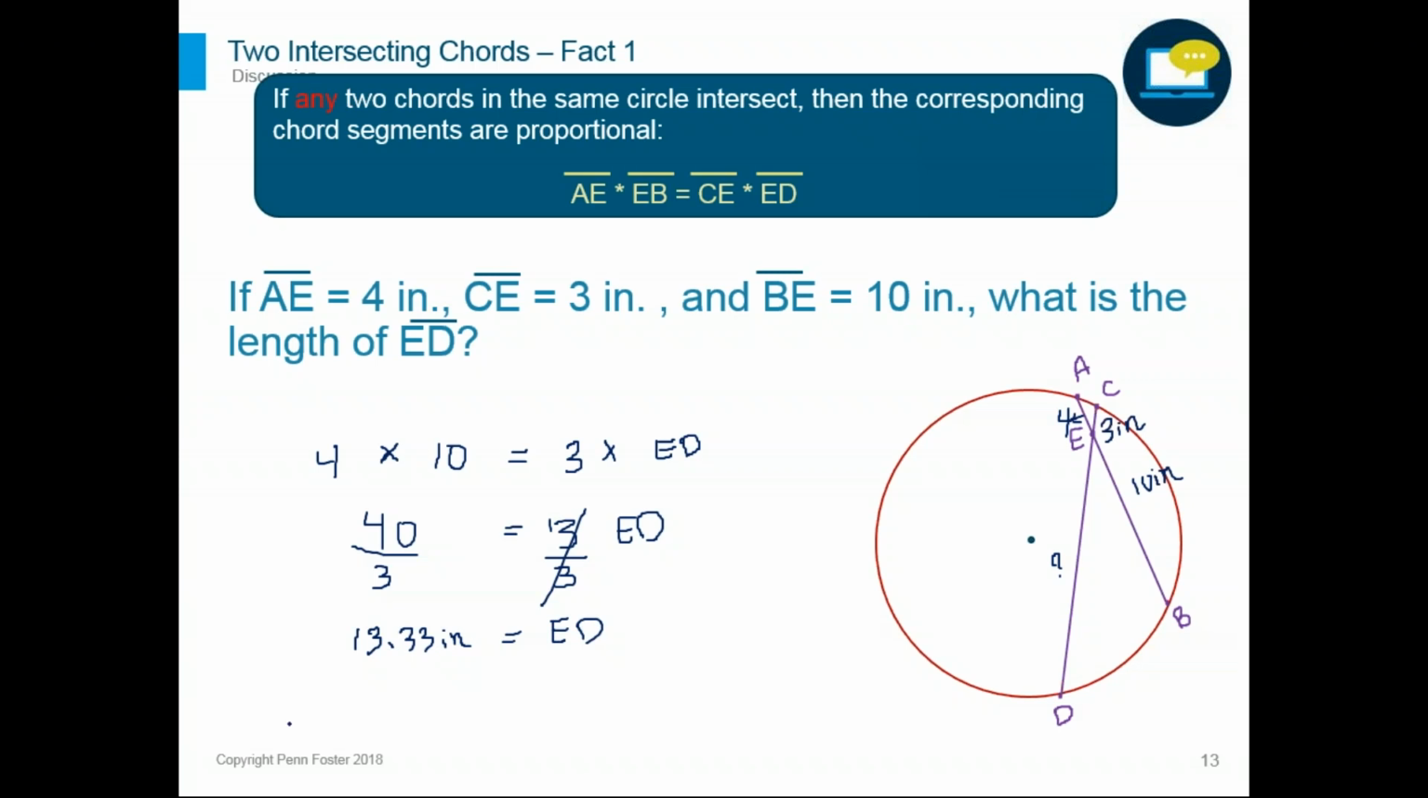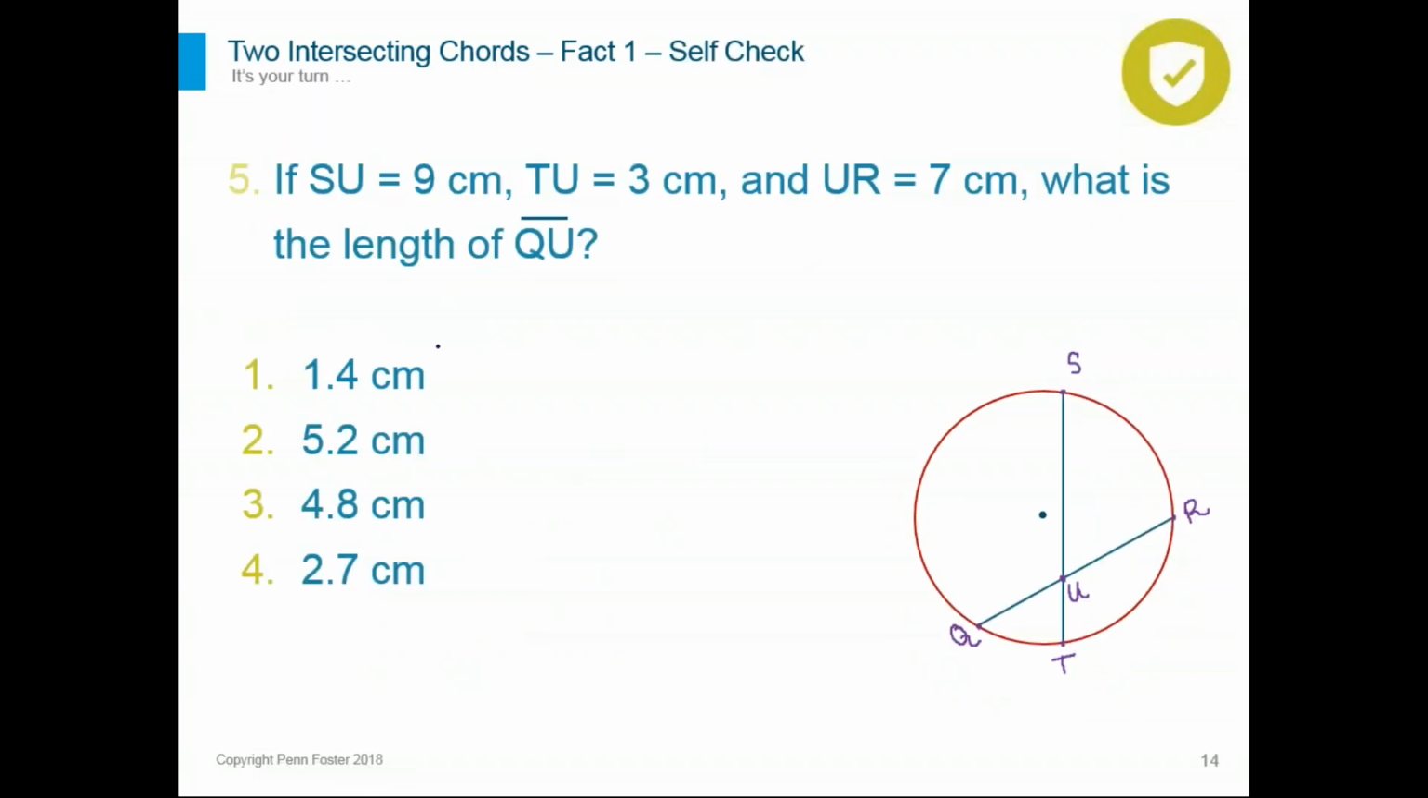Let's do a practice question on this fact. The same thing: they are giving you two intersecting chords. They did not say that they are equal, just intersecting chords. They give you segment lengths. SU is 9. It is a good habit to label your figure with the givens, so you're able to look at the figure and relate everything given. TU is 3, that's given. UR is 7. What would be the length of segment QU?